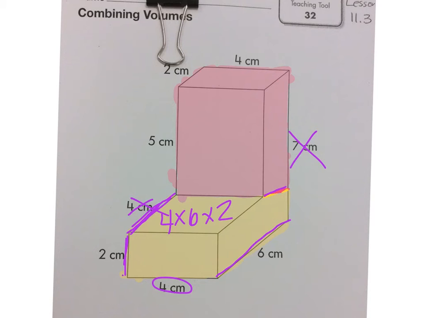So we're just ready to multiply now. We have 6 times 4. What's 6 times 4? 24 times 2 is? All right, so the front, but what do we got to do? Cubic centimeters, right? So our front box, or the bottom box, is 48 cubic centimeters. But are we finished? No, we are not finished.